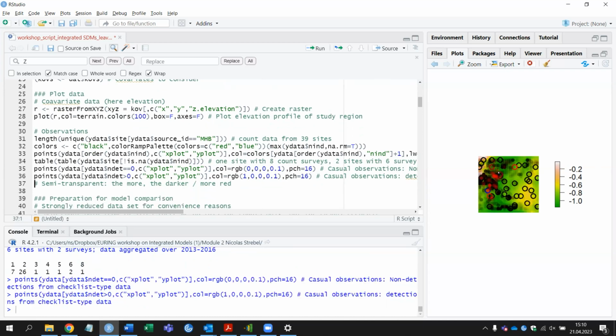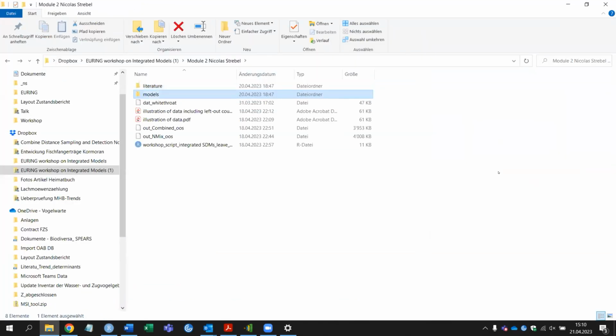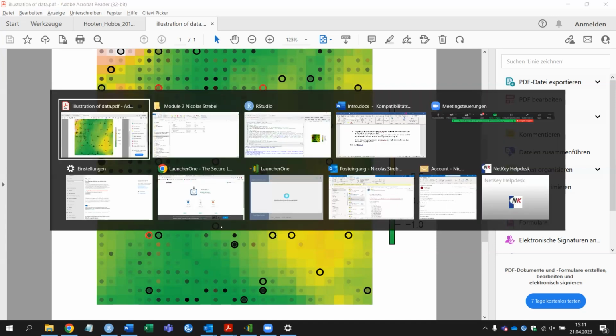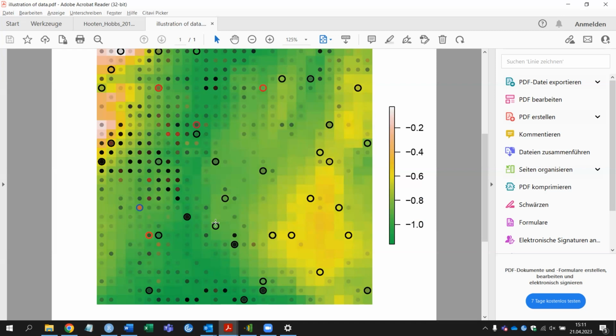Then these are the casual observations. The black are the checklist observations. Black means species was not observed, and red means species was observed, and the darker the more. I think I have also plotted that a bit bigger. Yeah, and then it looks like that. So as you can see, for that site, for example, the species was counted, and it was also observed in checklist data. You see my mouse? Yeah. Okay, and the background is elevation. Could also be another covariate.